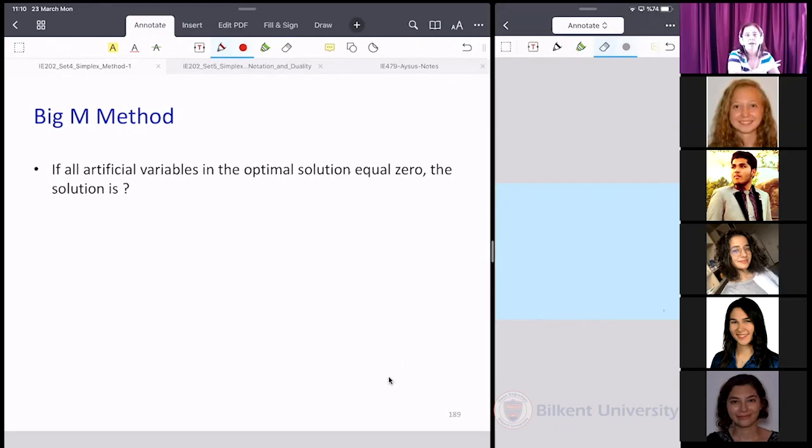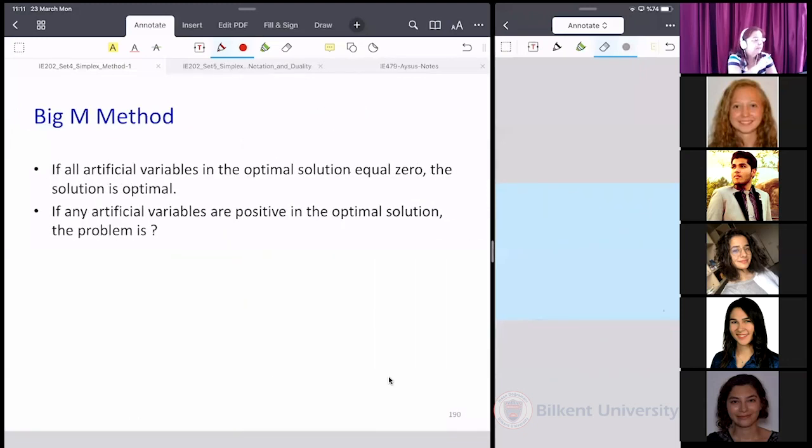All right. Now I have a couple of remarks in here. First one says, if all artificial variables in the optimal solution are 0, the solution in your hand is optimal. That was our first situation, right? In the example, I solved my simplex. My artificials were non-basic. They're all 0. So my solution is optimal.